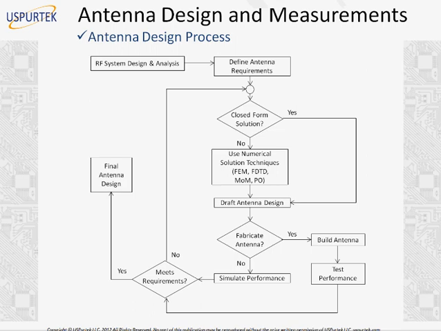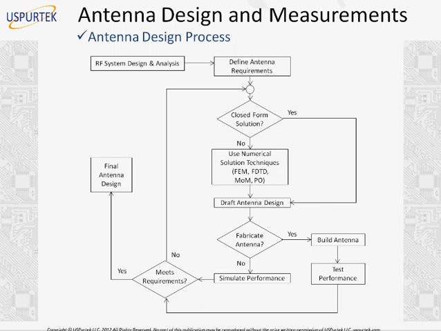A closed form solution means we may find a set of equations into which we input our desired parameters, and the result of that equation gives us the physical dimensions of the antenna. Now this could be possible for very simple designs, like a half-wave dipole. If you know the wavelength, it's very easy to calculate the length of the element, and you could always find easily available information on that to design that type of antenna.